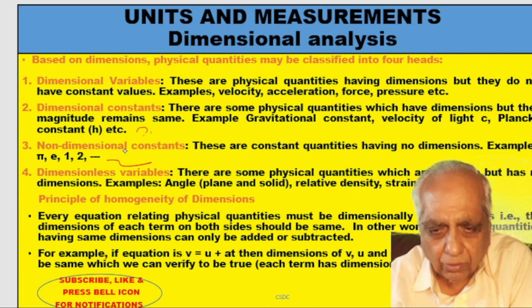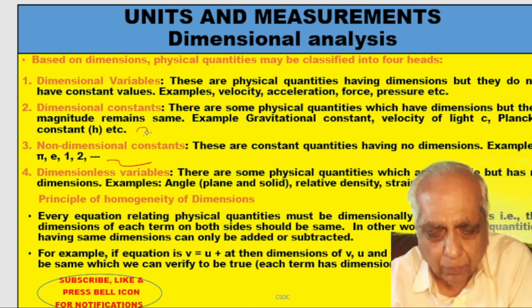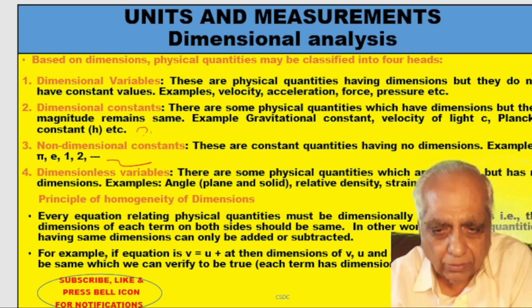Now let us try to see constants which have dimensions. This also we studied to some extent. We have studied that the velocity of light is meter per second. Gravitational constant G, we have found its dimensions. Planck's constant H, we found the dimensions by using the appropriate formula. So these are constants having dimensions. So they are called dimensional constants.